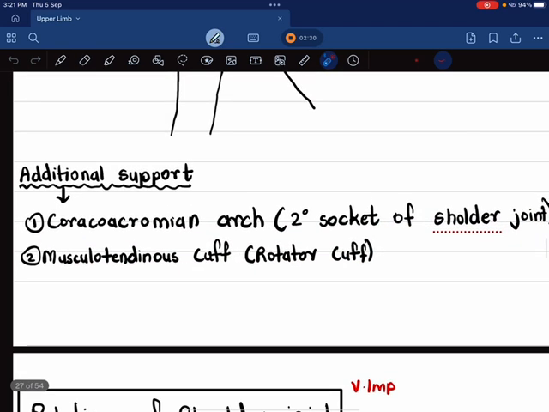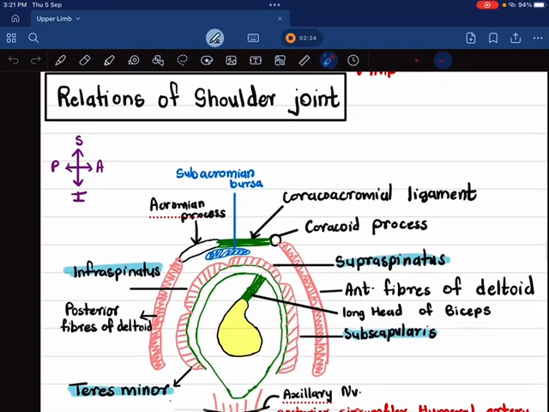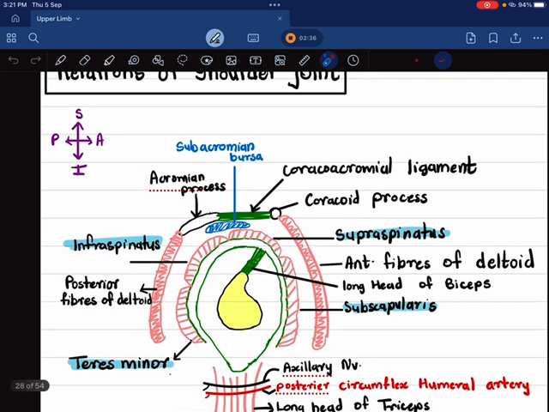Now we will move to it. Relations of the shoulder joint. It is very important. It has an outer covering, while the inner covering is known as rotator cuff muscles. So let's get started. This is superior, this is inferior, this is posterior and anterior. Posteriorly there are posterior fibers of deltoid, anteriorly there are anterior fibers of deltoid.